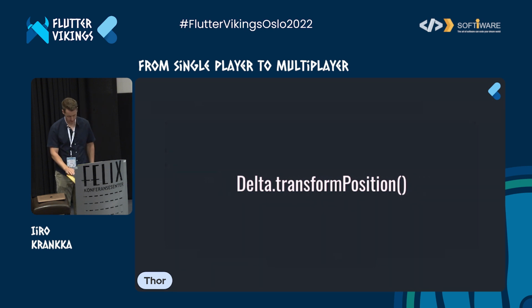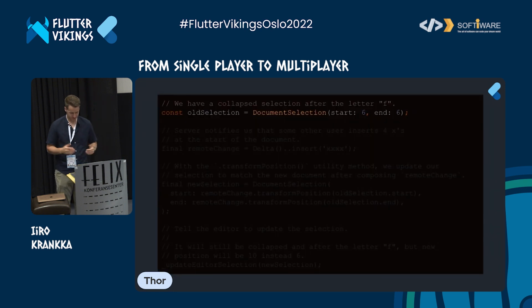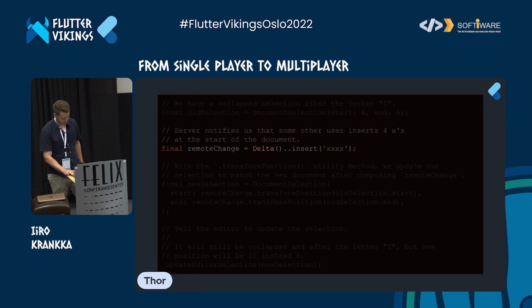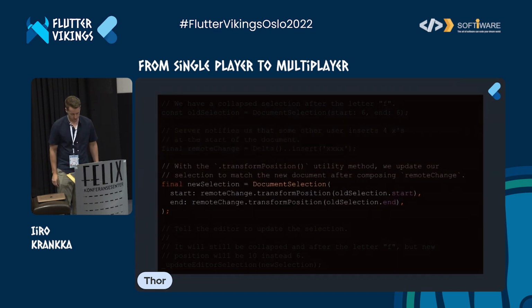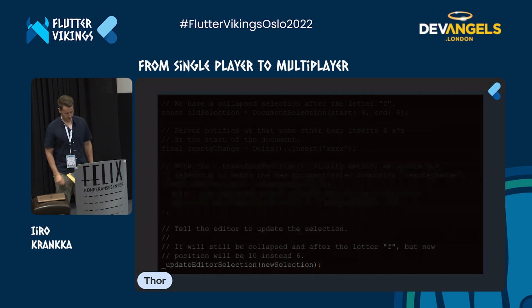And here's what we have delta transform position for. And it answers this question: we have an outdated offset, give me the updated offset based on the change that will happen. So if we have this collapsed selection after the letter F, this is the old selection. Then we get this remote change. Somebody inserts 4 X's before or at the start of the document. Then we can just say remoteChange.transformPosition, and we pass it the selection start and selection end from the old selection. And then we get a new selection, and we tell the editor that, hey, update the selection with this one.